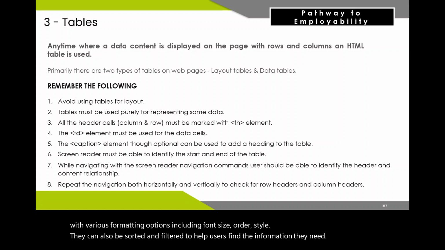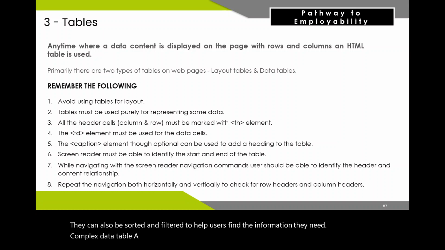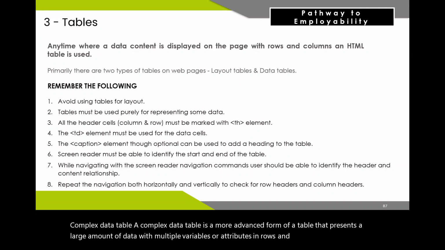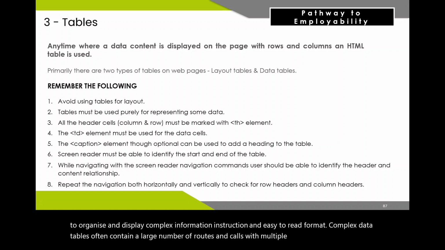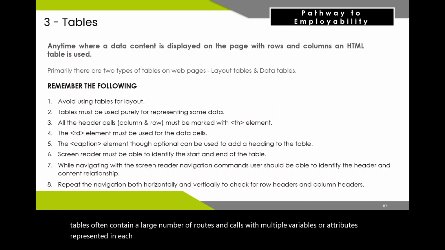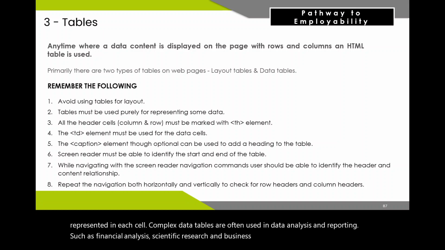Complex data table. A complex data table is a more advanced form of a table that presents a large amount of data with multiple variables or attributes in rows and columns. It is commonly used to organize and display complex information in a structured and easy-to-read format. Complex data tables often contain a large number of rows and columns, with multiple variables or attributes represented in each cell. Complex data tables are often used in data analysis and reporting, such as financial analysis, scientific research, and business intelligence.